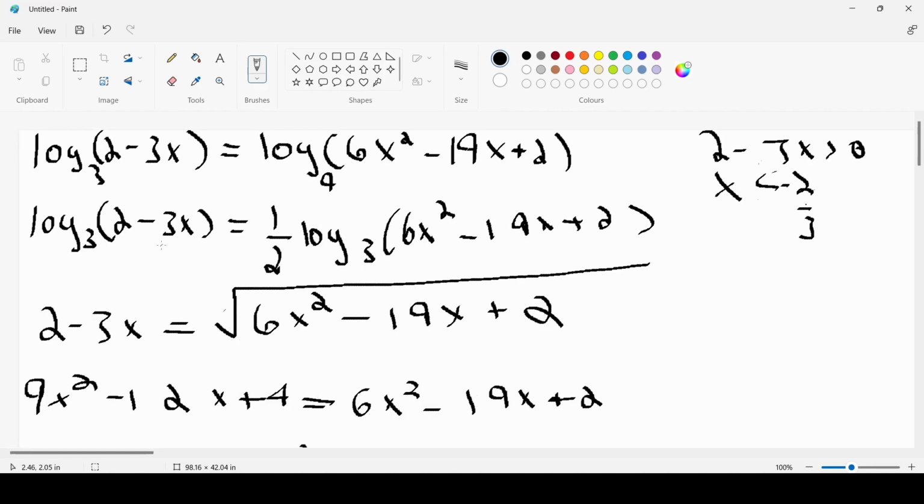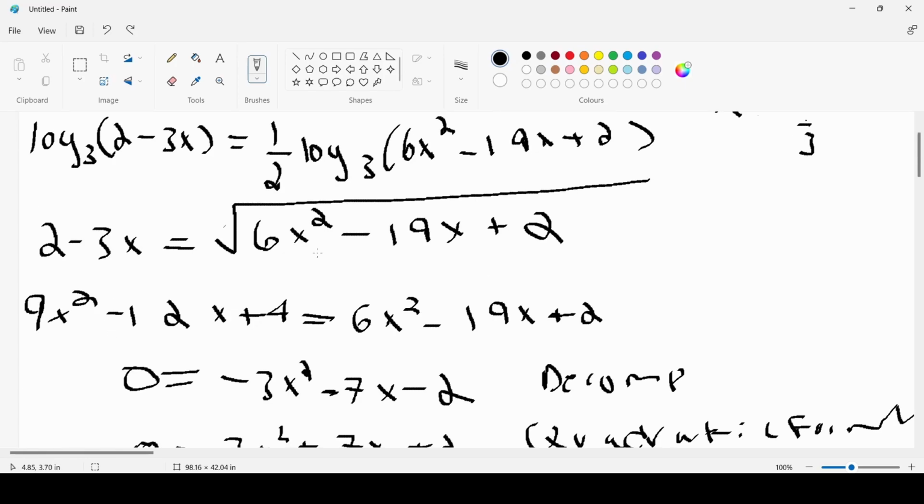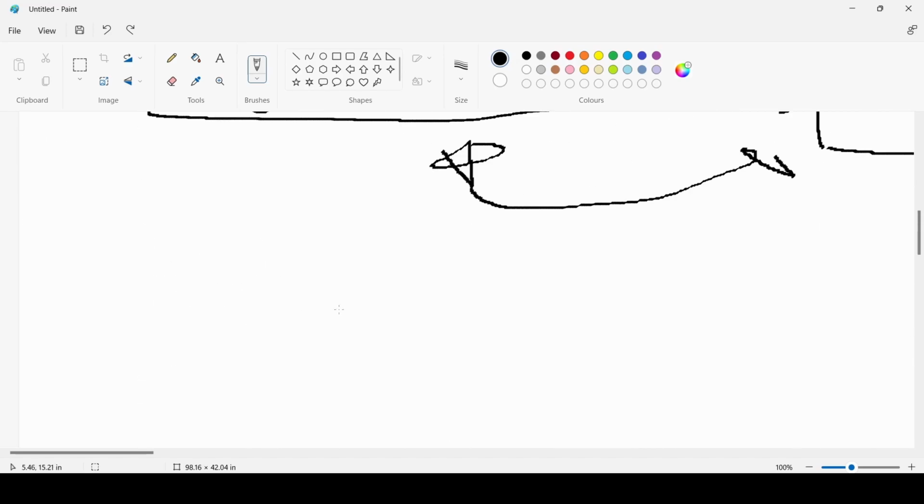And again, when you have logs on both sides, they cancel out. When you're doing that, make sure the power is on the right, on the top, so it goes in with it. And then make sure you're collecting like terms properly, squaring it properly, and yeah, that's it.